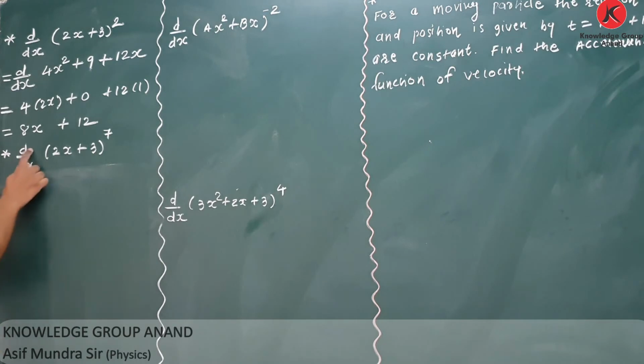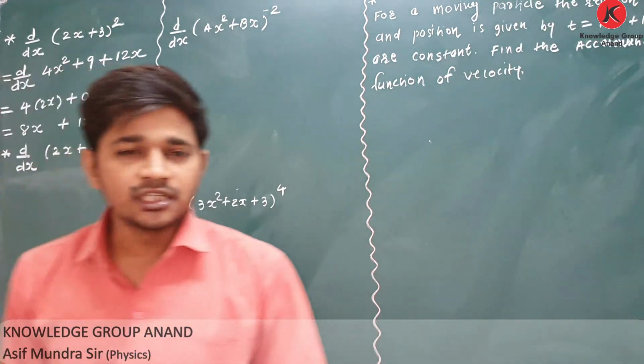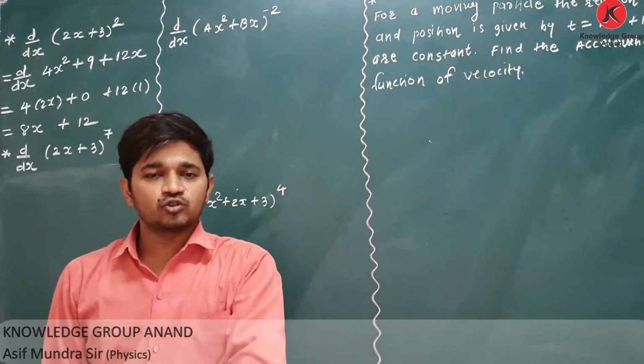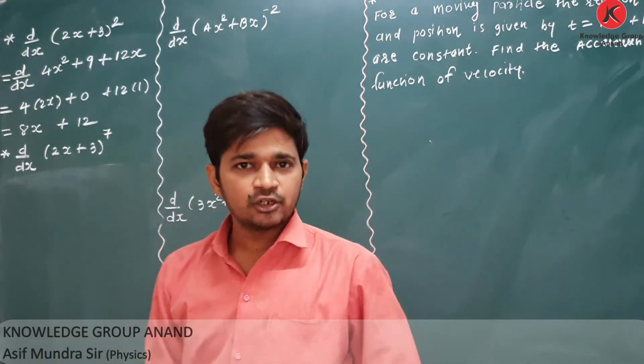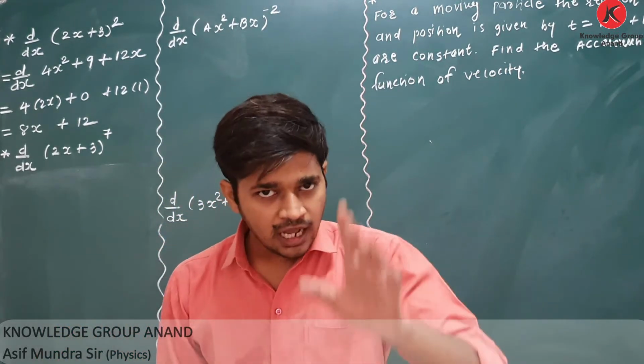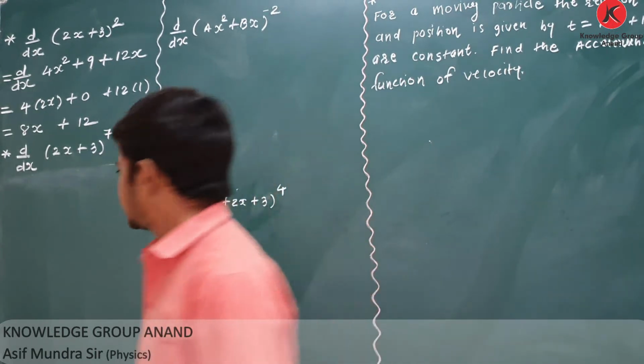See. d upon dx of (2x plus 3) whole raised to 7. Find this. (2x plus 3) whole raised to 7. Yes, that is a problem. Then how to differentiate such a function? With the help of chain rule. What is chain rule? Understand it easily.